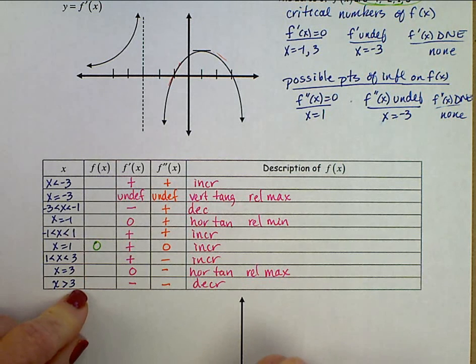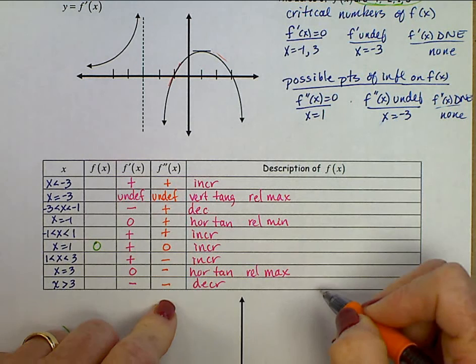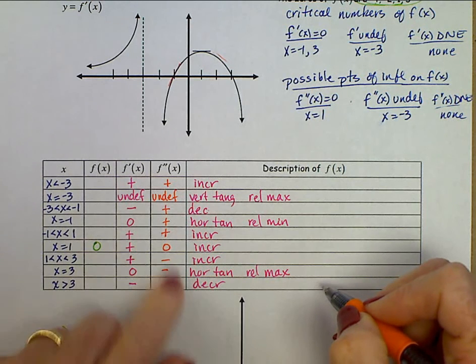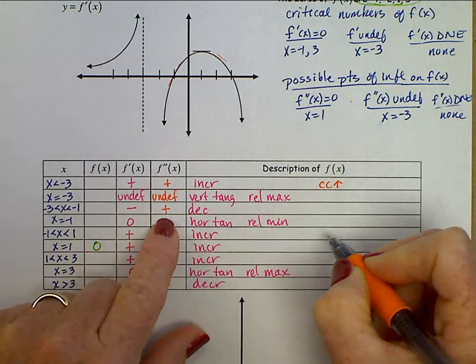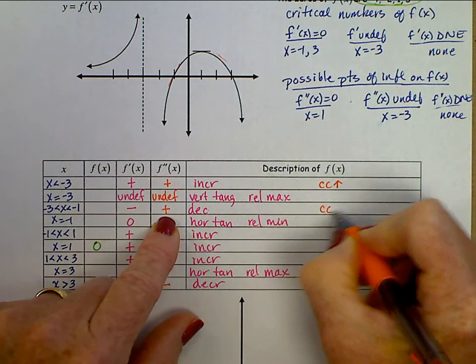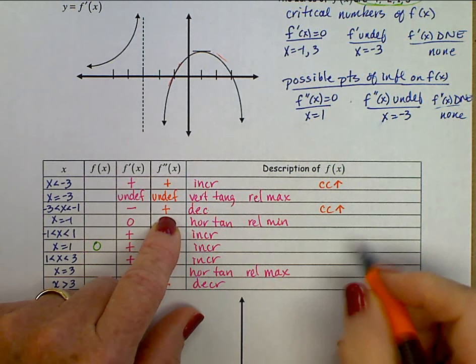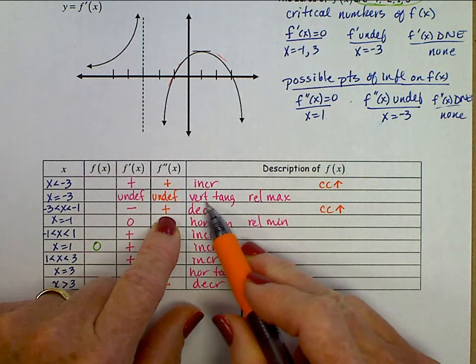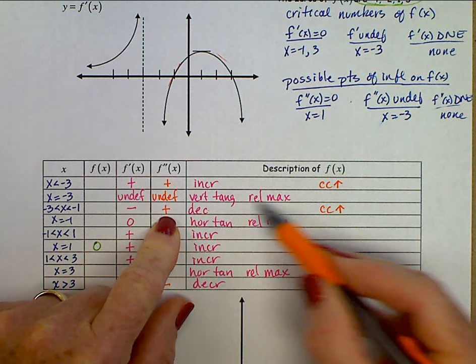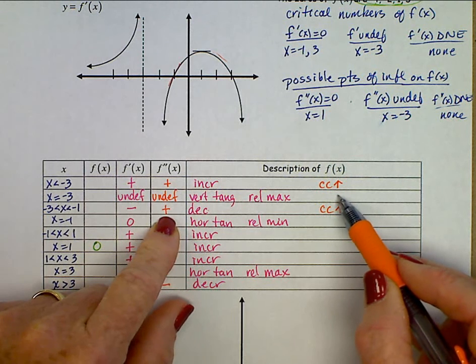What does this column mean for f of x? That tells us about concavity. So f double prime positive means concave up. Okay, right here, no change in concavity. So this vertical tangent here at x equals negative 3 is not a point of inflection.